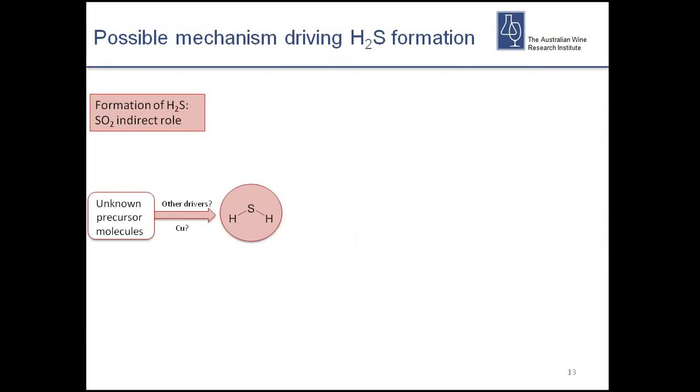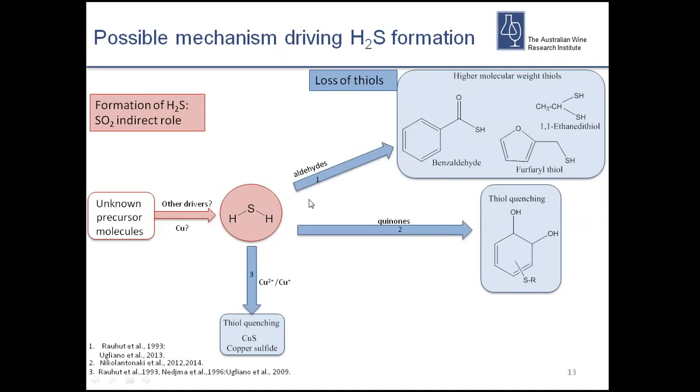If we look at the formation of hydrogen sulfide from copper and SO2's role, then, as we saw previously, the copper is catalyzing the formation of hydrogen sulfide from unknown precursor molecules. And then our SO2 can have either an indirect or a direct role in the formation of hydrogen sulfide. So let's first look at the indirect role. Once we have formed our hydrogen sulfide through our copper-catalyzed reactions, we can have many other reactions that take place in the wine.